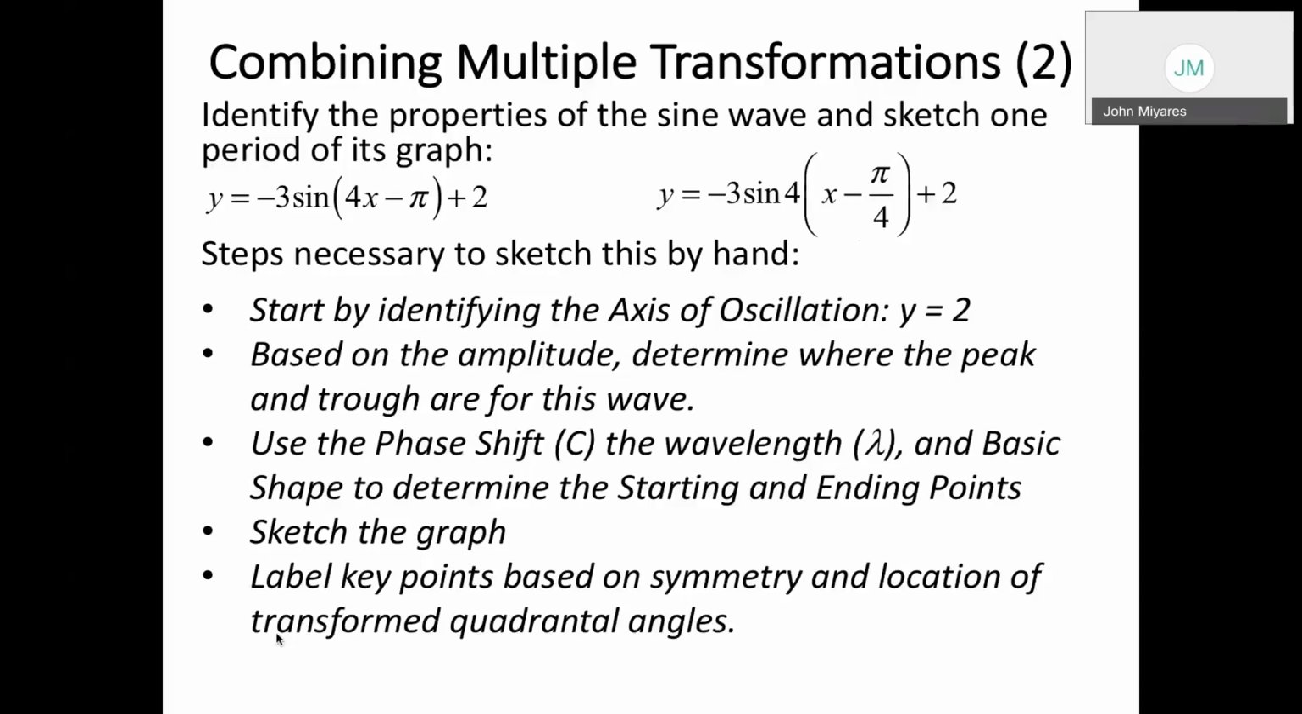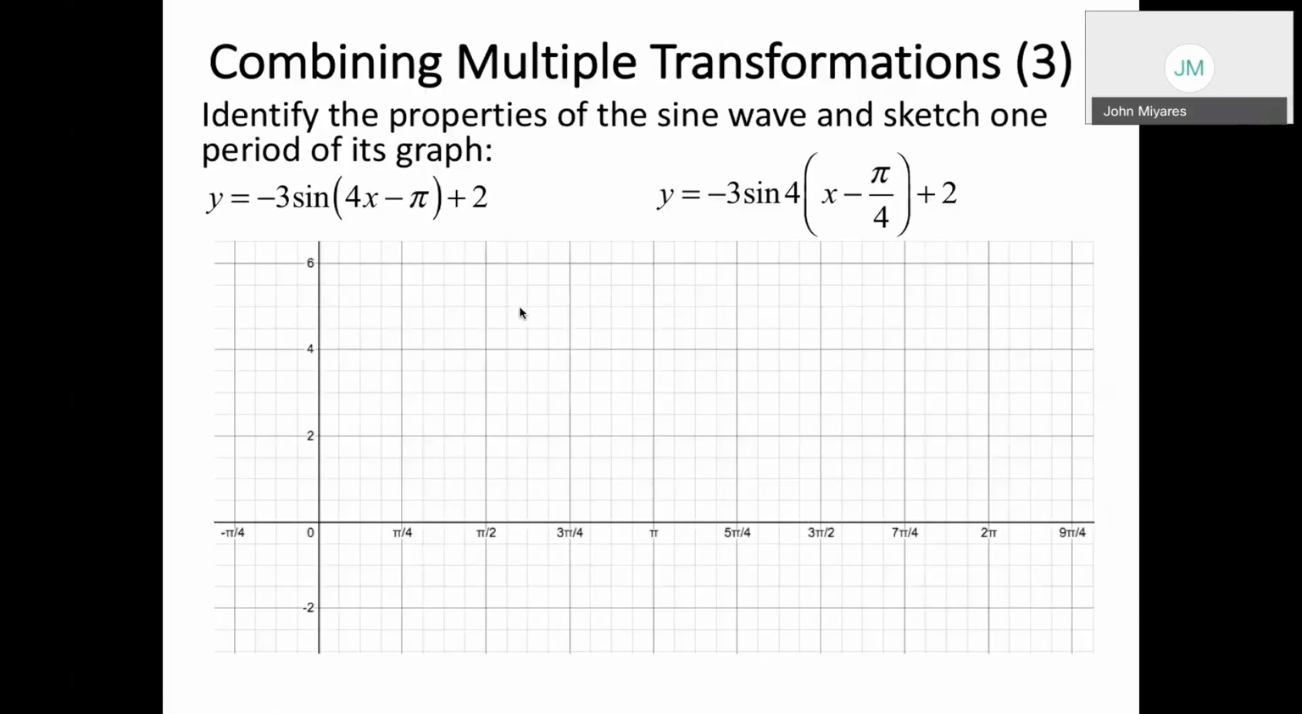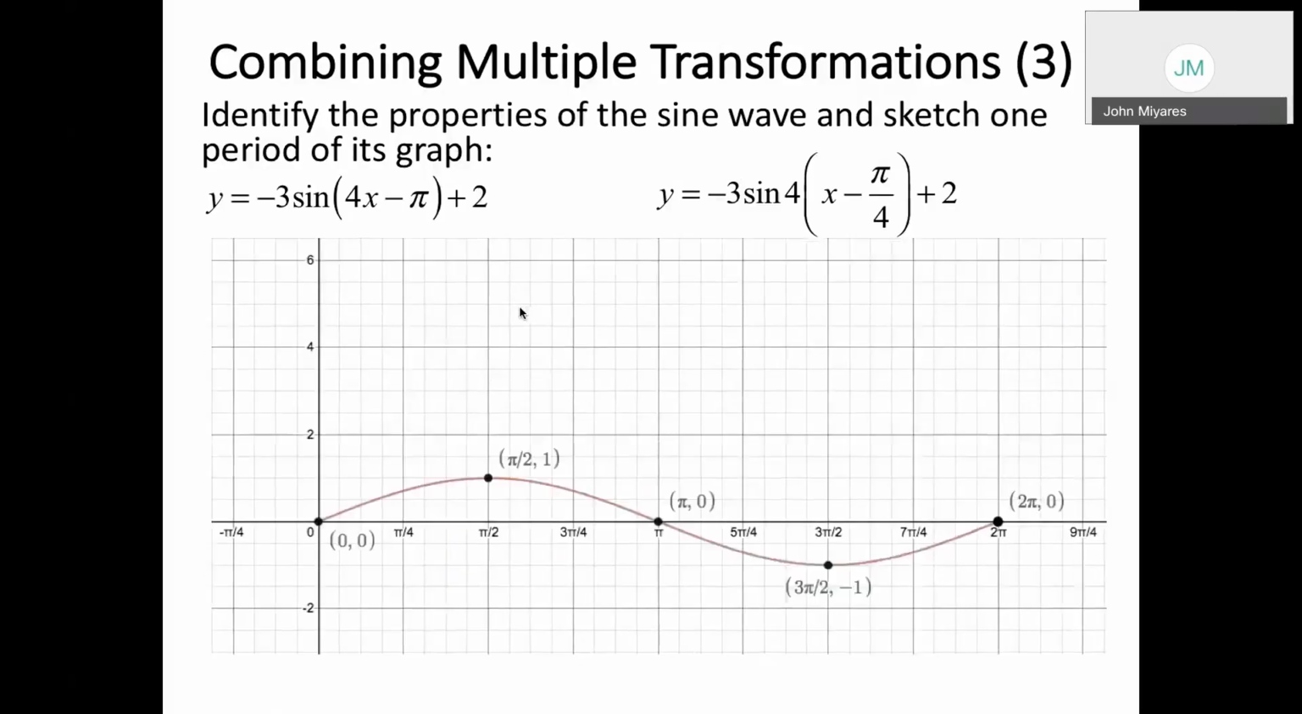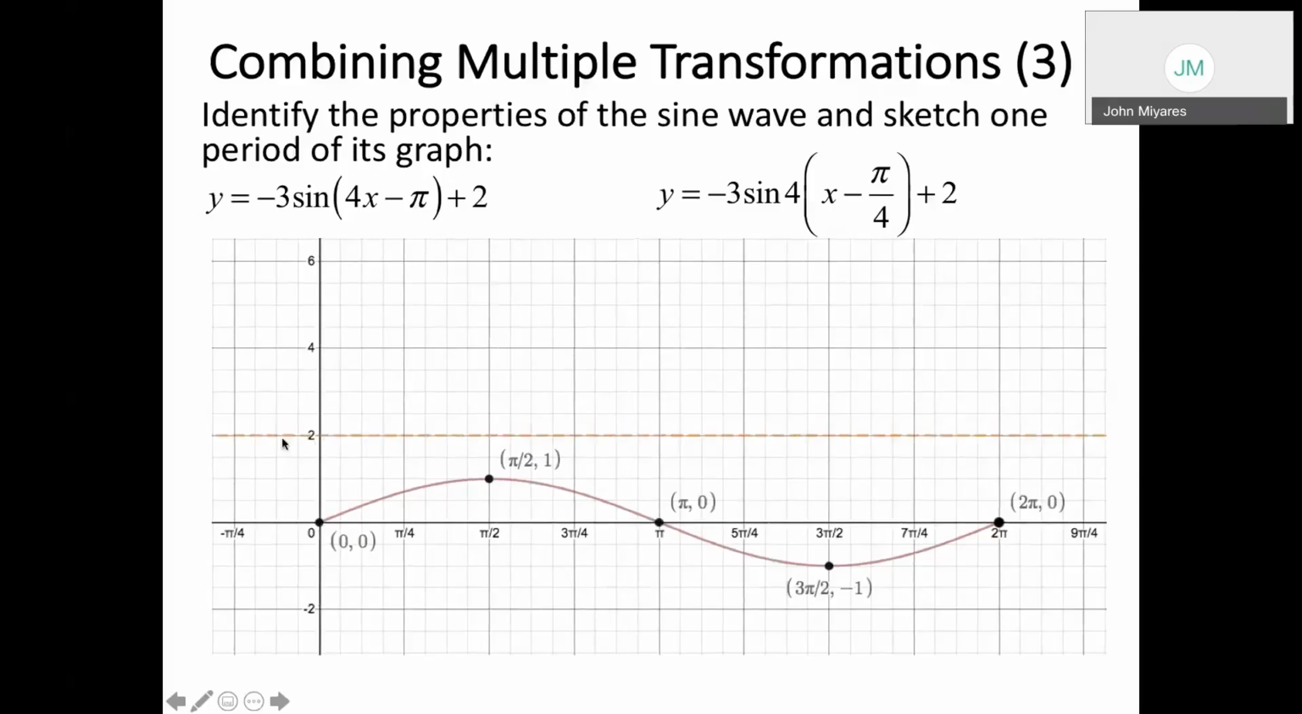This might make more sense if we see it in action. So here's my blank graph, and for reference, I am going to draw a quick sketch of the basic function y equals sine of x. To sketch our desired function, the first thing I said we needed to do was find the axis of oscillation, which is going to be at y equals 2 because of this plus 2 on the end. So I'm going to draw an orange dashed line right here.